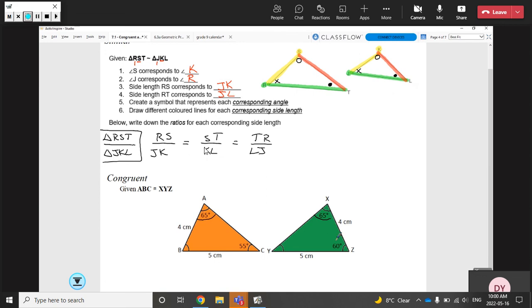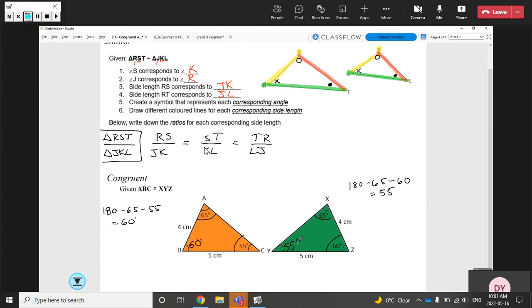Then we have here 60, and the other one doesn't have a 60. Here we have a 55. Sometimes the best thing to do, when you have two of the angles, is just solve for the third one. So I'm going to do 180 minus 65 minus 55, and that equals 60 degrees. So this has to be a 60. And if we go back to the green one, I'm going to do 180 minus 65 minus 60, and that equals 55. So this third angle here is 55 degrees.